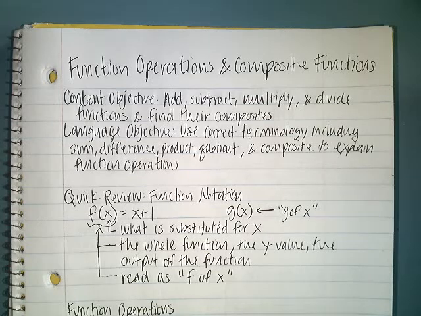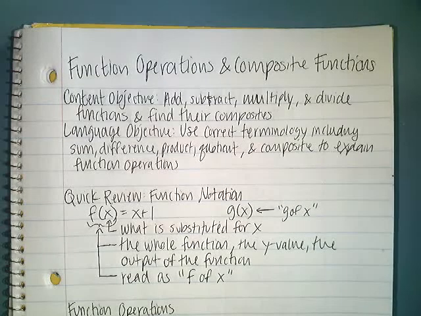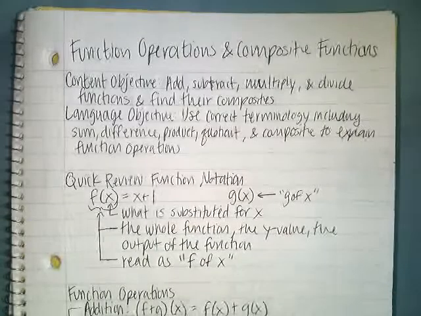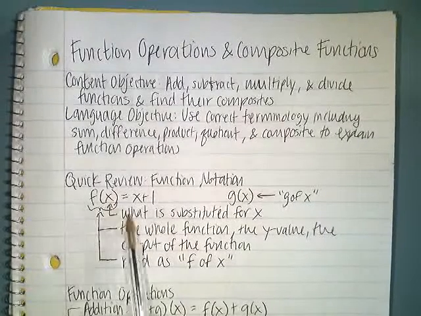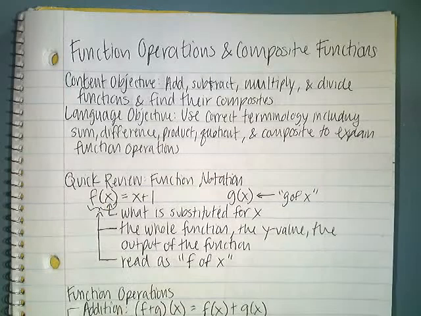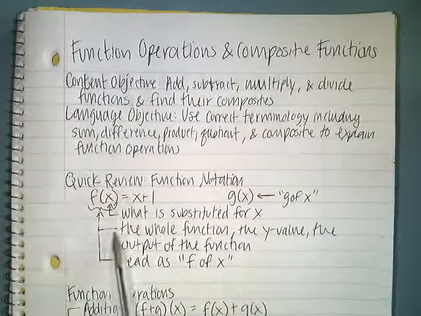So first thing I wanted to quickly review is function notation. We talked about this earlier this year, I believe in Unit 1, but in case you've forgotten, function notation is this right here. It's read as f of x. What's in the parentheses is what's being substituted for x. If there's nothing being substituted, it's just left as x. And then the f of x, that whole part, is the whole function.